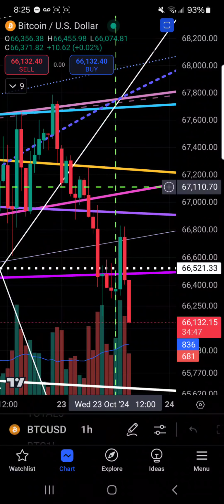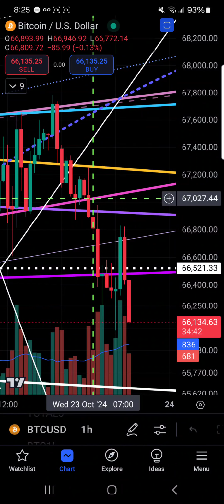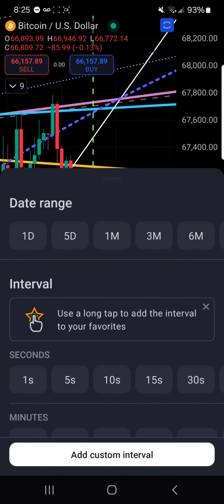We have a pink line here. This pink line is the top of a channel, the bottom of which uses the contact points from our 49K low, our 52K low. Connect those 2 points, and that'll be the bottom of your channel. The top of the channel is from the previous. Let's switch to a daily chart just to show you.